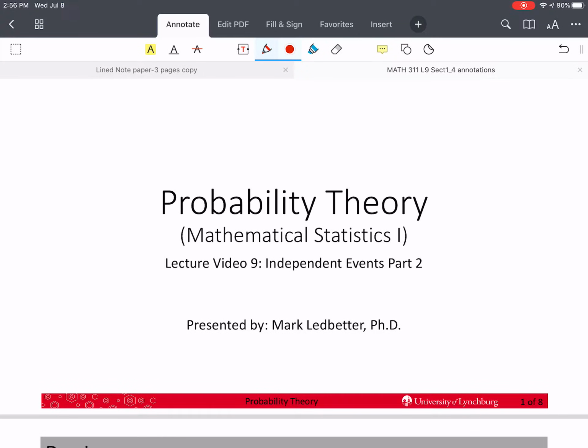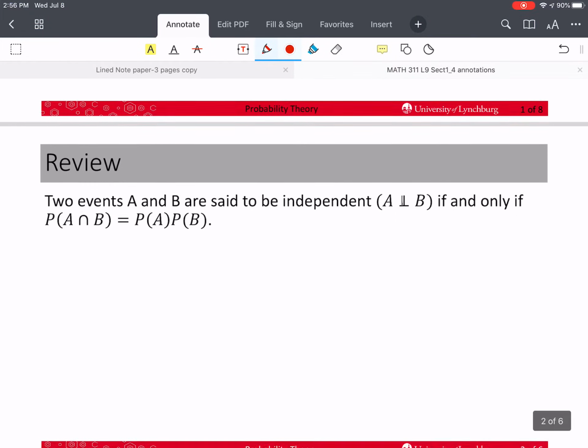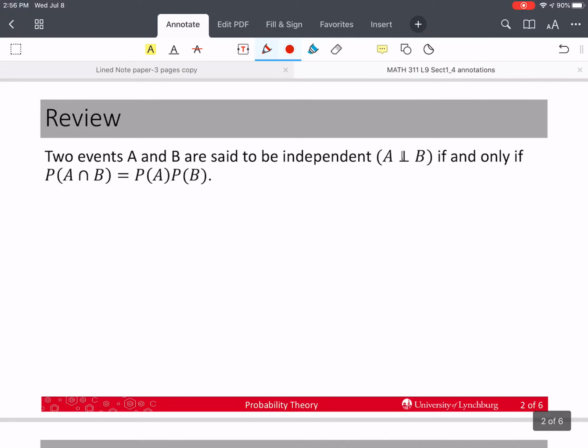We're talking about independent events. Last time we defined events A and B and said that they were independent if and only if the probability of A and B is equal to the probability of A times the probability of B. In other words, we could also rewrite this as the probability of B given A is simply equal to the probability of B.